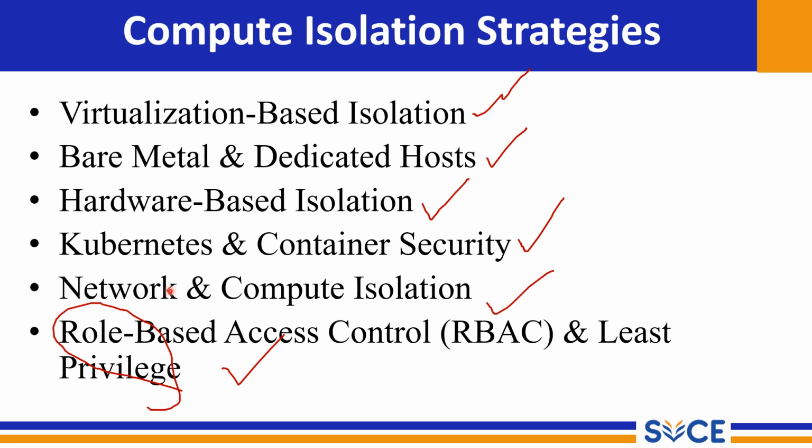Next one, network and compute isolation. Here we use virtual private cloud and subnet isolation. We can assign compute instances to private subnets with restricted access, and use firewalls and security groups to define strict inbound and outbound rules.